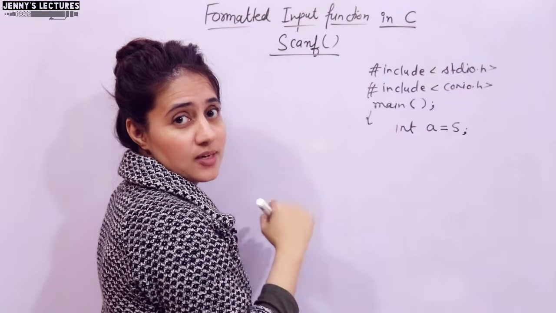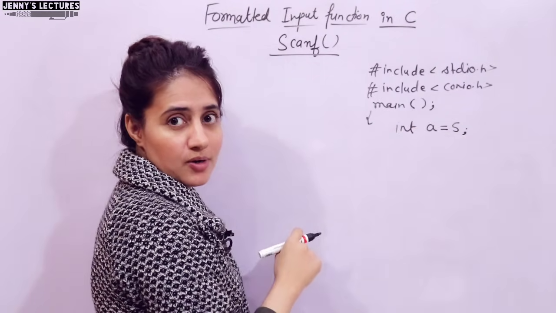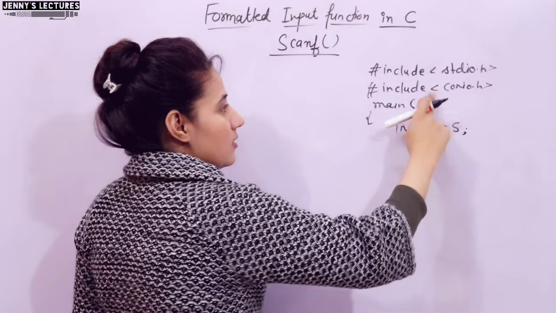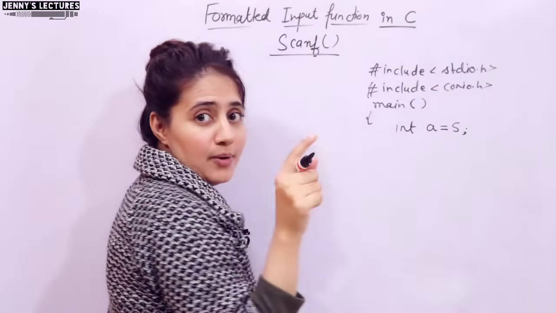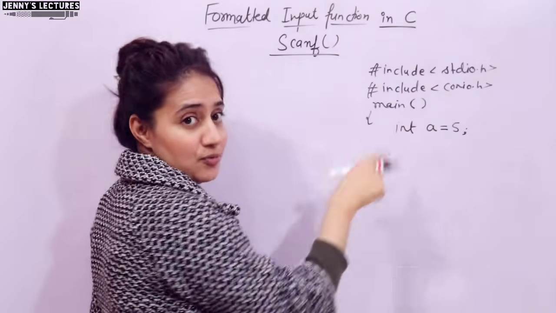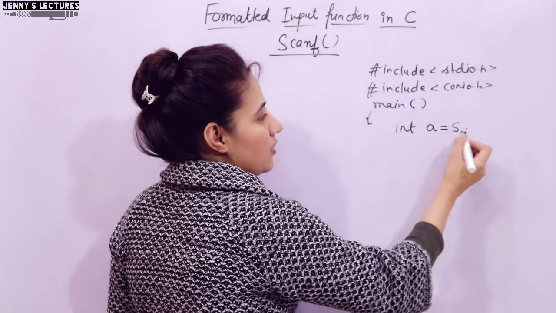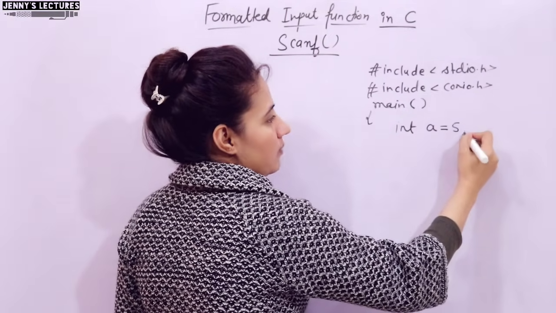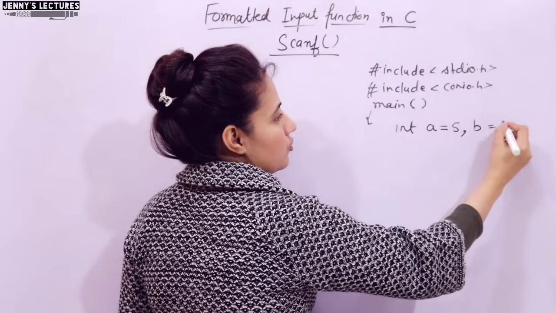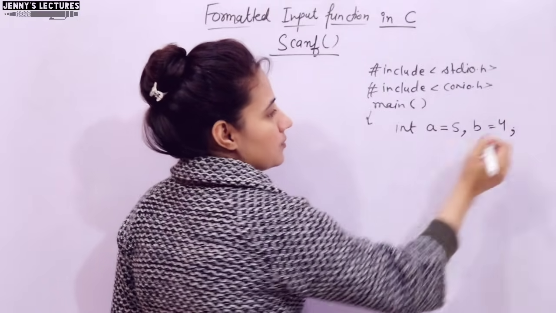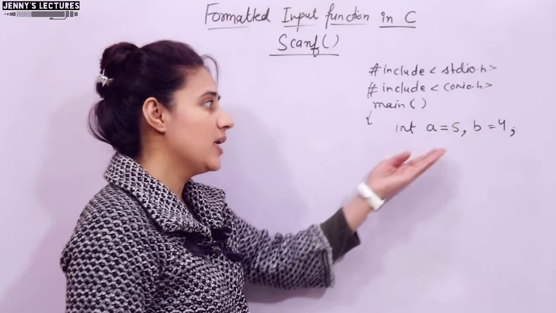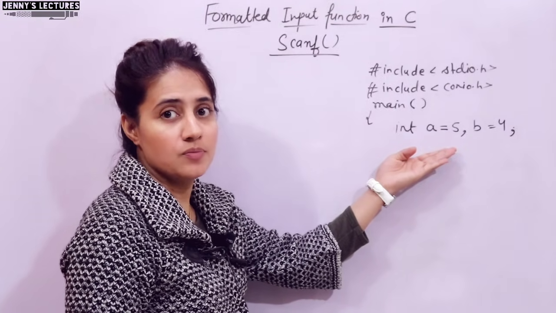But in this program there is an error. After main we cannot write a semicolon. I was just checking whether you are attentive or not. You can tell me in the comment box if you found my error before I told you, right? So now I am initializing at this time only, and I am taking one more. Suppose at this line I am taking another variable b equal to 4. Here I am not taking input, but at compile time only I am assigning values, right?